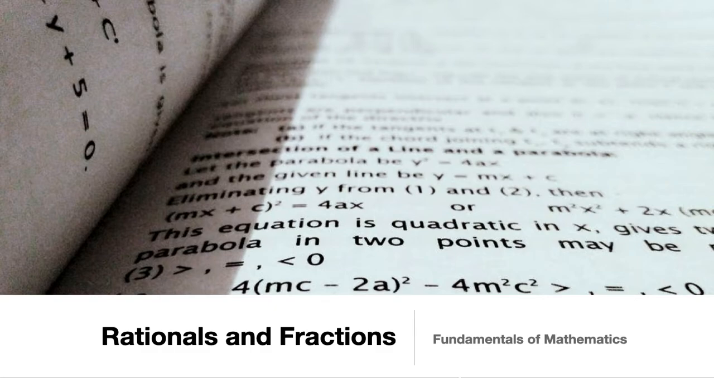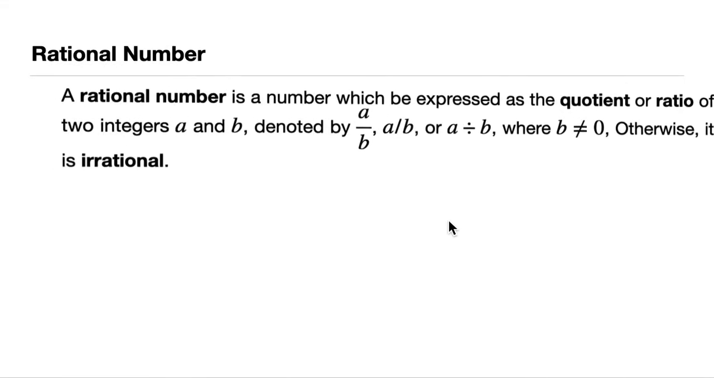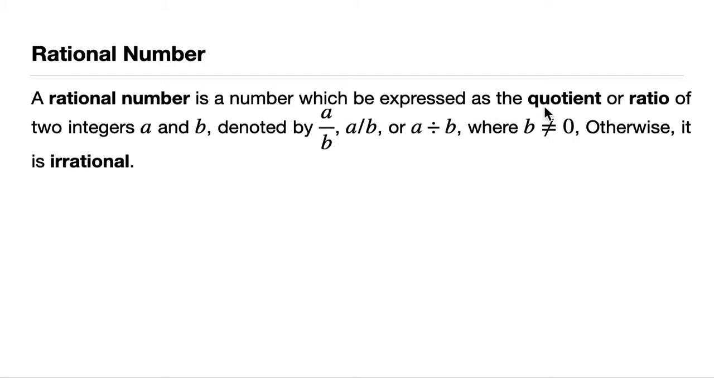In this new video in the fundamentals of mathematics, we're going to focus now on the rationals and fractions. More on fractions, by the way. This video will just give you the concepts of rationals and fractions. We're going to start off with a rational number. A rational number is a number which can be expressed as a quotient or ratio of two integers.